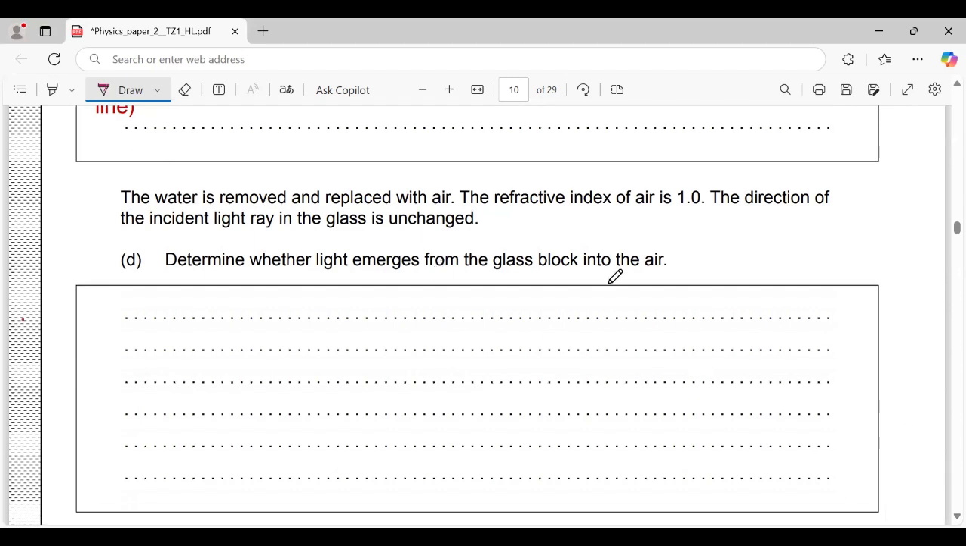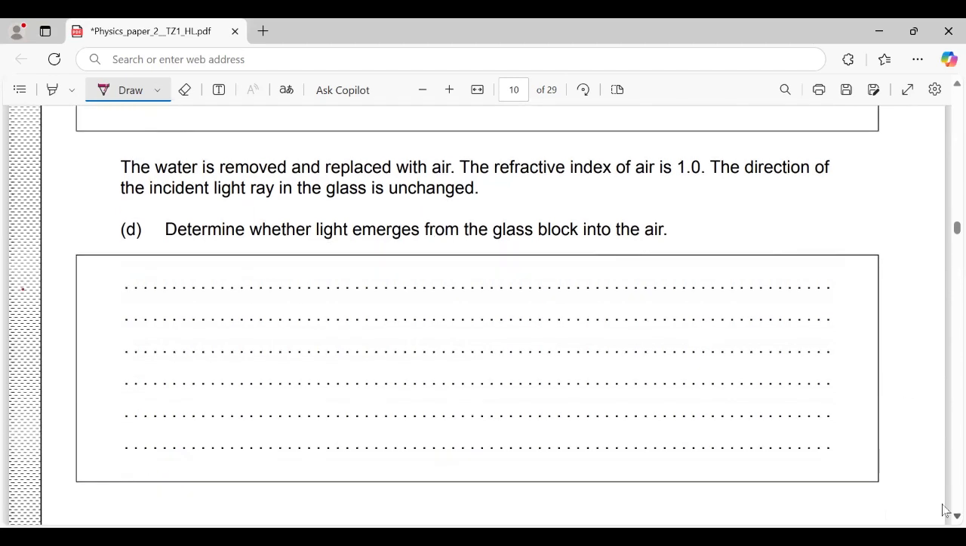The water is removed and replaced with air. The refractive index of air is 1.0. This is n air. The direction of the incident light ray in the glass is unchanged. Determine whether light can emerge from the glass block into the air. Right.